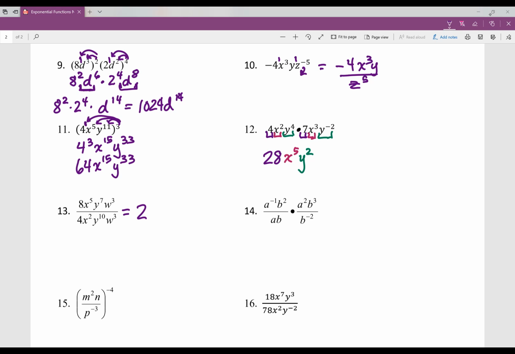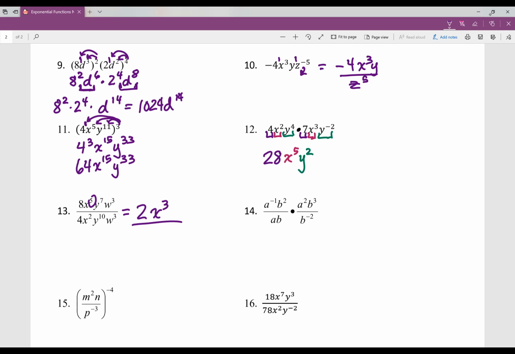So 5 and 2, we're doing the x's here, right? And there are more x's on the top up here. So I want my x's to be on the top. So 5 minus 2 is 3.